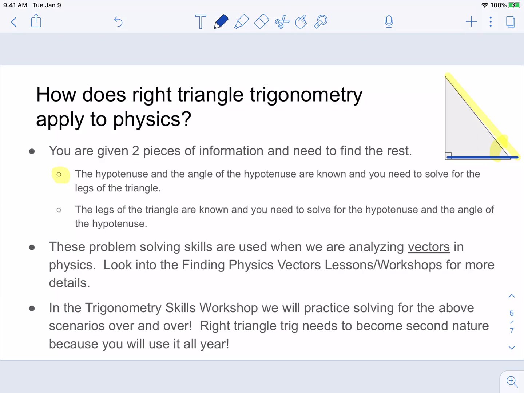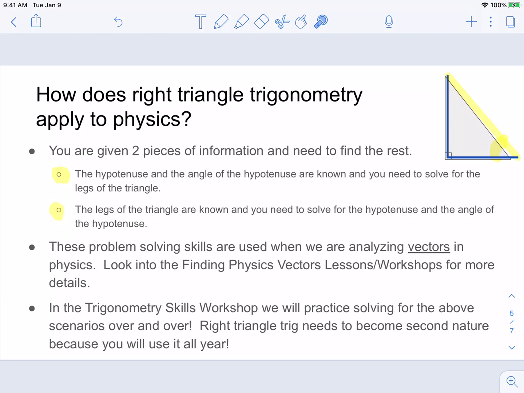How do I do that? Well, I'm going to be using my sine function and my cosine function to solve for those legs that I don't know the values of. The other scenario that we run into is kind of the opposite. You know the legs of the triangle, and you're trying to solve for the hypotenuse and the angle of the hypotenuse. So if you look at my drawings, in this case, for the second scenario, you would know the blue sections, you would know the legs, and then you would need to use your information to then solve for the hypotenuse and theta.